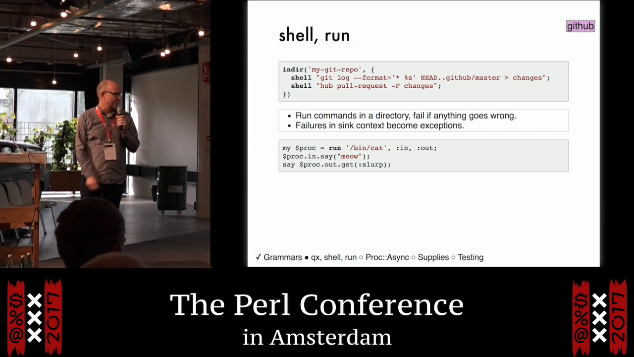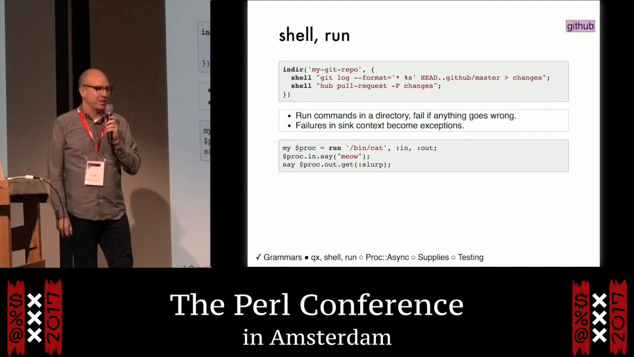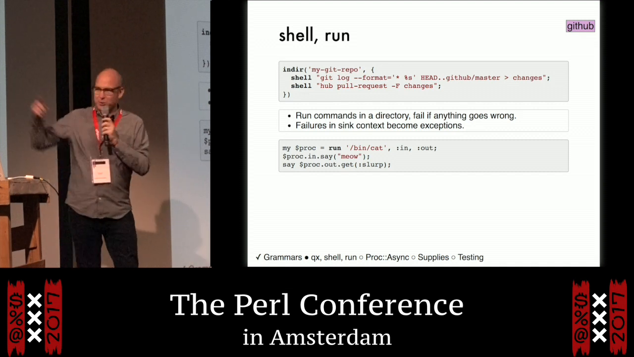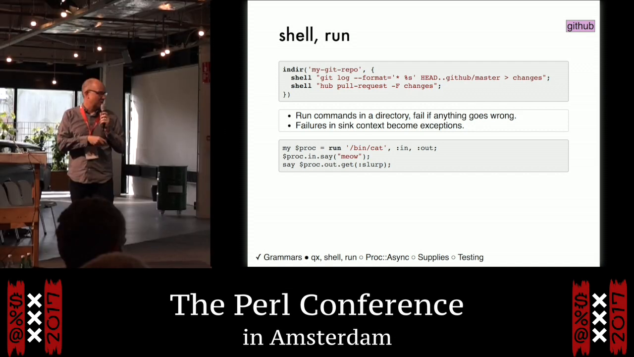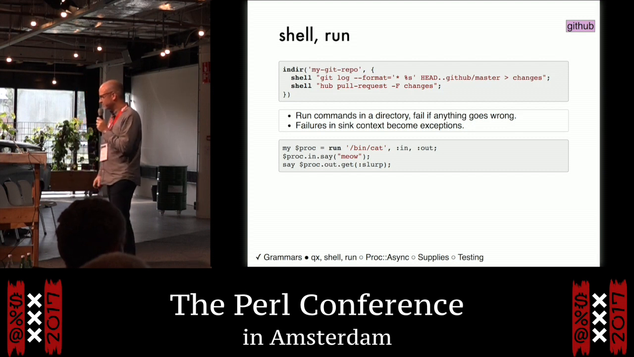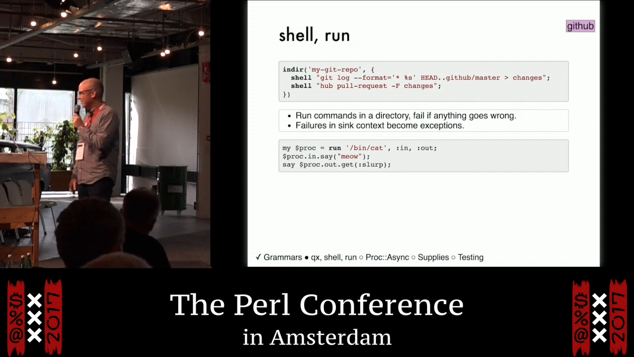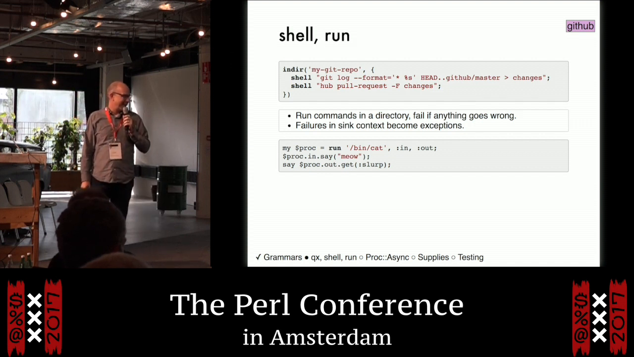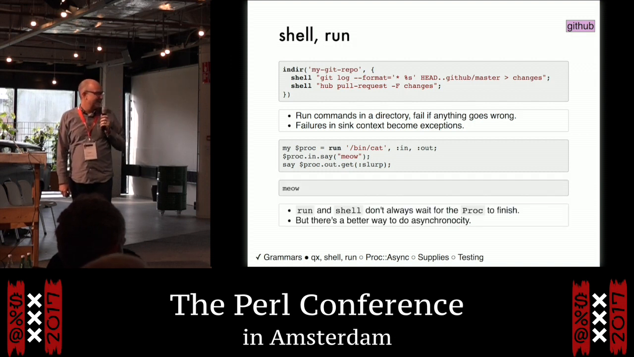And the same thing works with run. So here's another example with run. In this case, I'm not just running /bin/cat, but I'm also saying I want to deal with standard in and standard out for this command that I'm running. So that's why I send :in and :out at the end there. So after that, you can send things to your command. I can say proc.in.say meow, and then say proc.out.slurp, and it'll print meow.